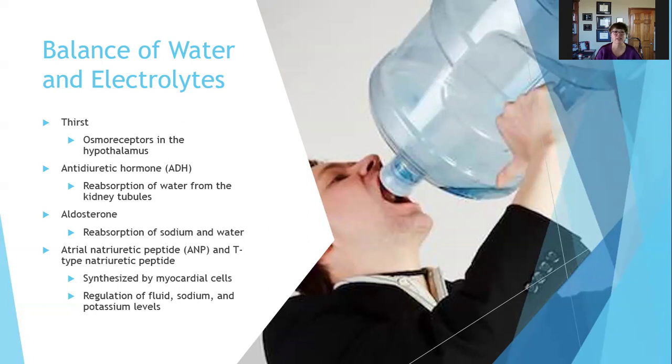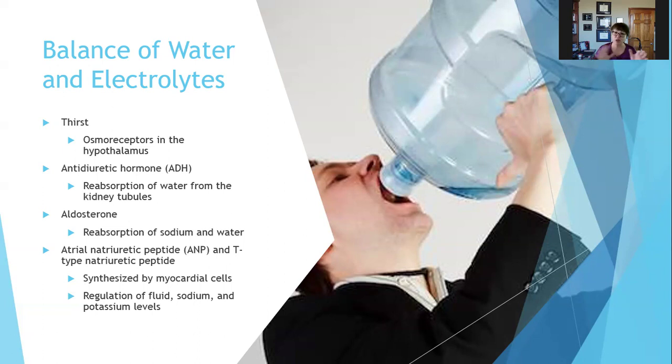Antidiuretic hormone controls the reabsorption of water from the kidney tubules. If you don't have enough antidiuretic hormone, that's called diabetes insipidus, and the water isn't reabsorbed, so you lose a lot of water. Aldosterone is another hormone that controls the reabsorption of sodium and water. The myocardial cells of the heart produce natriuretic peptides, 2 different types, that regulate fluid, sodium and potassium levels.